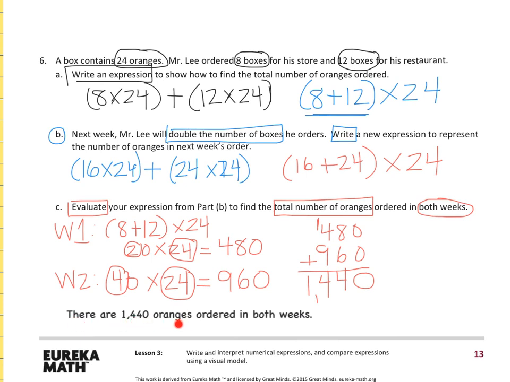And then finishing up with your sentence, you could state that there are 1,440 oranges ordered in both weeks. Make sure you have oranges as your description of what this number represents. And make sure that you stated that it's been ordered for both weeks, not just 1 week or the second week. It's both weeks together. And end it with a punctuation mark.